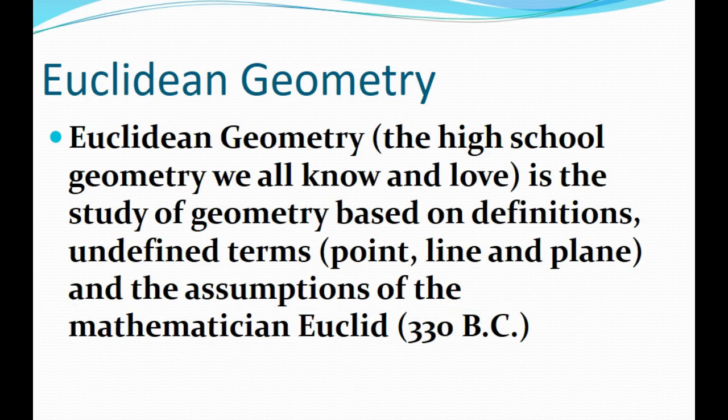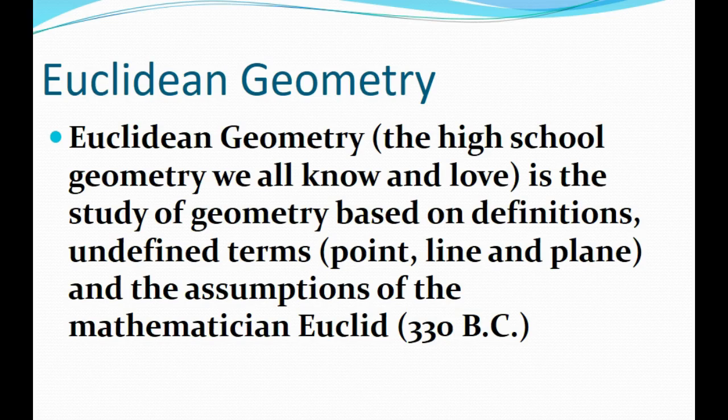Euclidean geometry. This is probably a new word for you. Okay. Euclidean geometry is basically high school level geometry. It's the study of geometry based on definitions, undefined terms, and assumptions of the mathematician Euclid. Euclid lived 330 BC, long time ago, okay, BC, before Christ, right? It's based on all the basic definitions we learned in week 1, point, line, plane, etc.